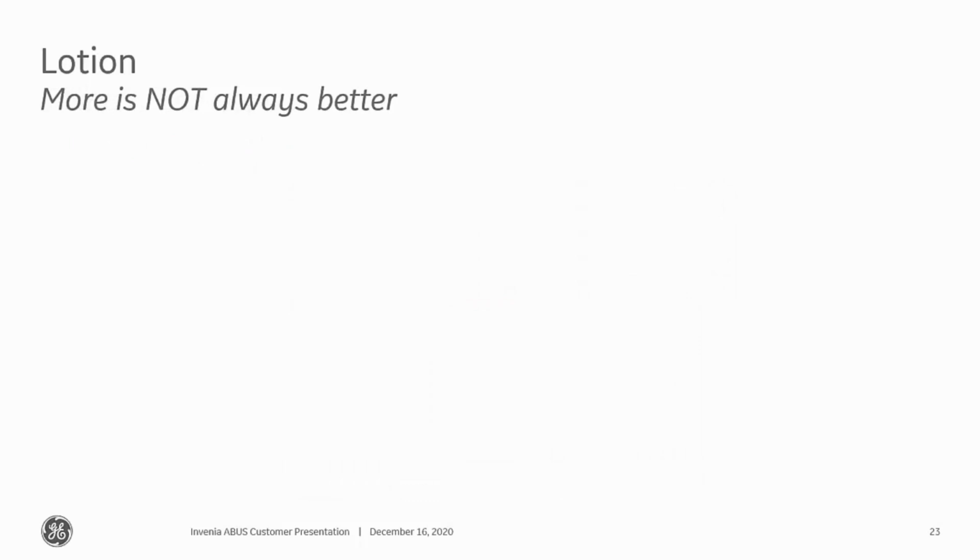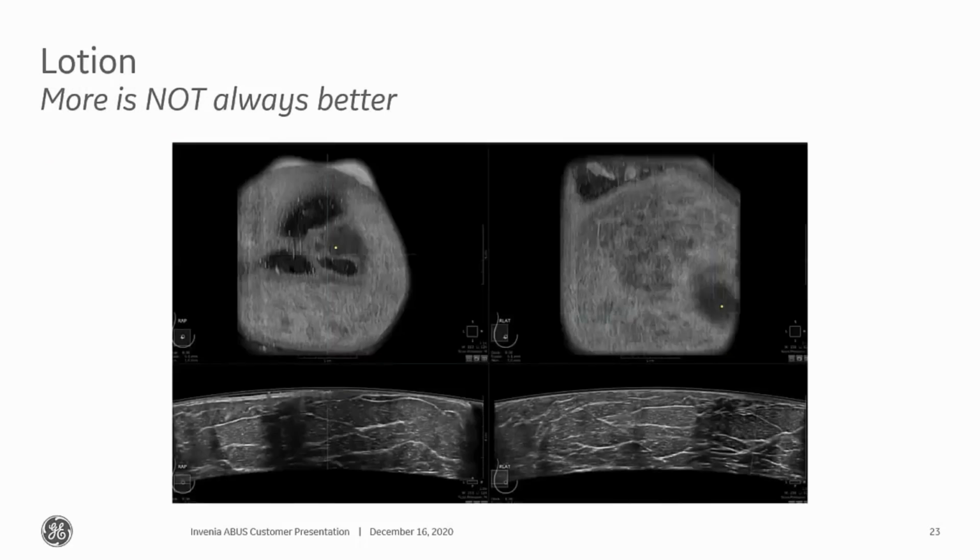Too much lotion is not always better. And this was an indication of where you've got too much lotion. It gives you kind of a false sense that the membrane is actually making contact. So as you can see, you do get some artifact in that image. So you just want to make sure that you don't have too much lotion in the areas that you don't need the extra lotion.